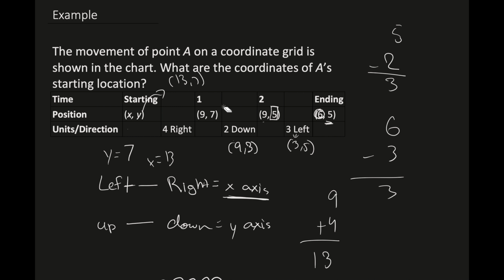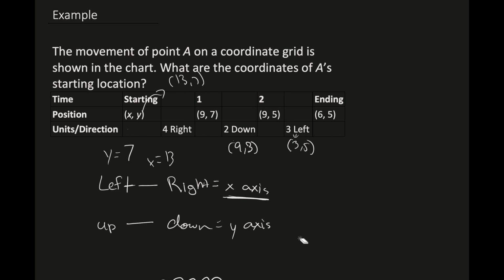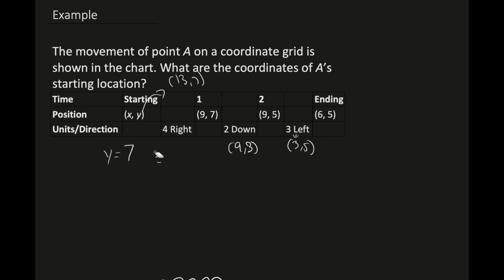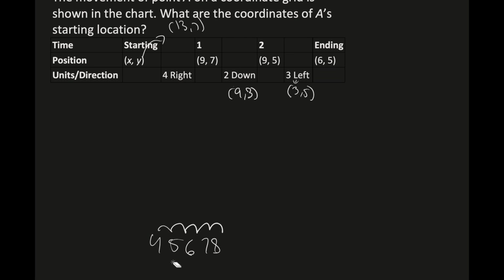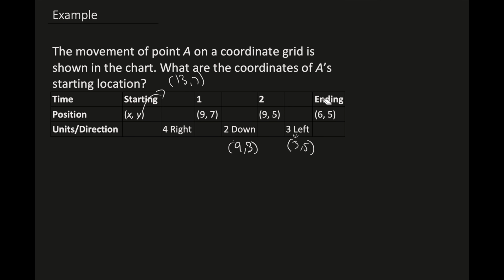And I'm about to erase the work. If you want to pause the video and save it, and you can see what I did, then now's the time. 3, 2, 1. Okay, I'm erasing all the other stuff around it. That way you can understand how it looks in the end once you really finish. So let's erase that too. And there you go. Our answer here is 13, 7. What are the coordinates of A's starting location? 13, 7.